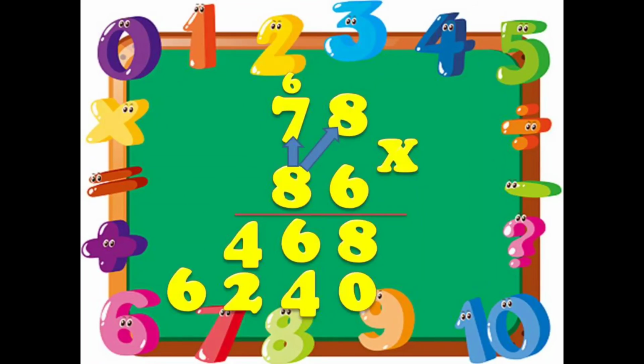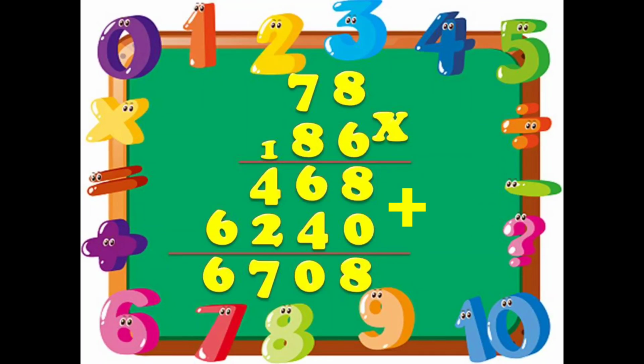Step 2, multiply by tens. So 8 times 8 is equal to 64. And then we write 6 on top of 7. 8 times 7 is equal to 56. 56 plus 6 is equal to 62. So 78 times 8 is equal to 624. And then we add 0 at the end of the product.